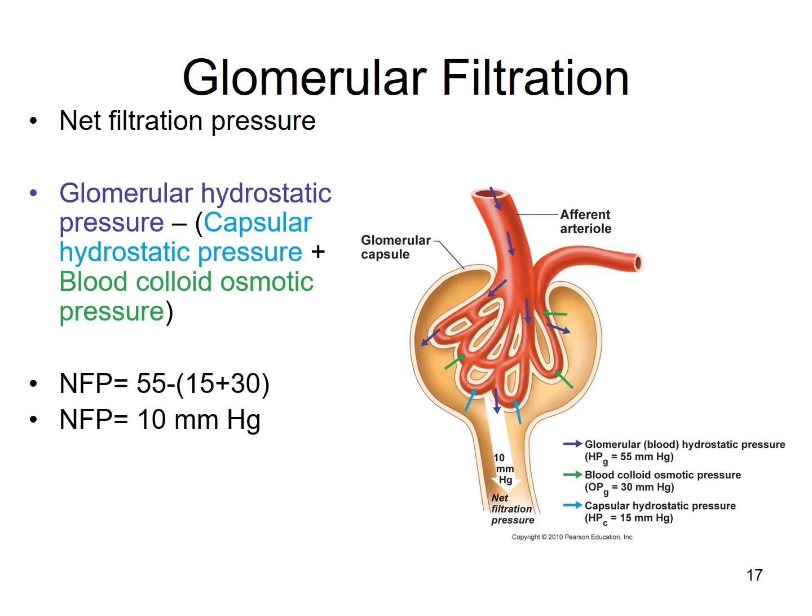So your net filtration pressure in this case is going to be the glomerular hydrostatic pressure, which you can see highlighted as 55 millibars. So this is the pressure that's pushing out. The pressure that's trying to bring fluid back into the glomerular capillaries is the capsular hydrostatic pressure, which is at 15 millibars, and the blood colloid osmotic pressure, which is 30 millibars. And so if you take 15 plus 30, which is 45, if you take that away from 55, you're going to have a net filtration pressure of 10 millibars, which you can see right here in the red circle.